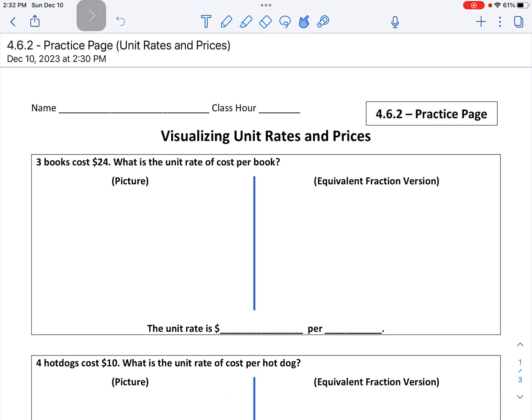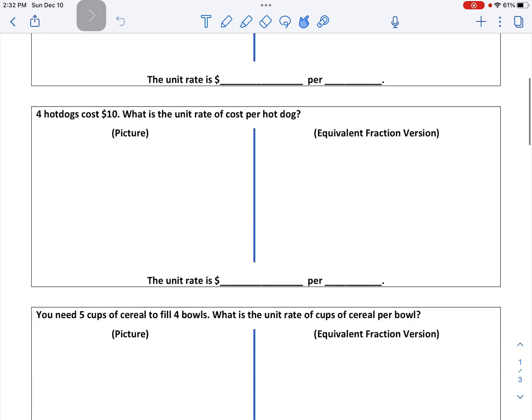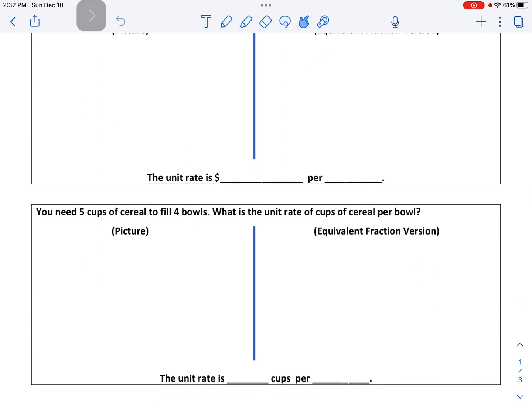Here's your help video for assignment 4.6.2. I'm actually going to skip the first two. They're very similar to the notes you took on page 4.6.1. So let's go to the bottom one on the front side of the page here.